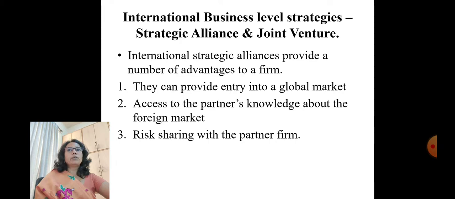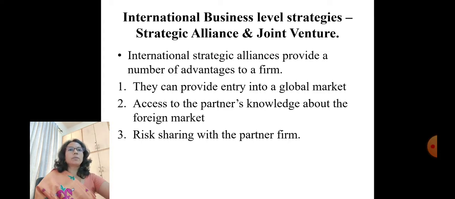They can provide entry into global markets, access to partners' knowledge about the firm's market, and risk sharing with the partner firm. They can work effectively when partners can learn from each other, when neither partner is large enough to function alone, and when both partners share a common strategic goal but are not in direct competition.